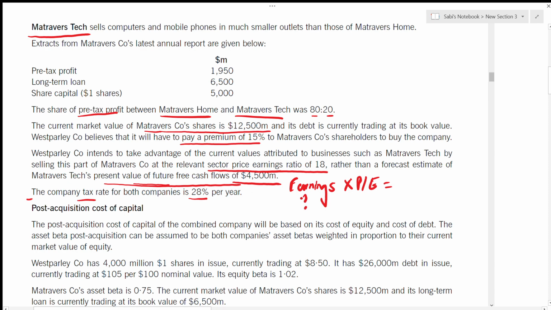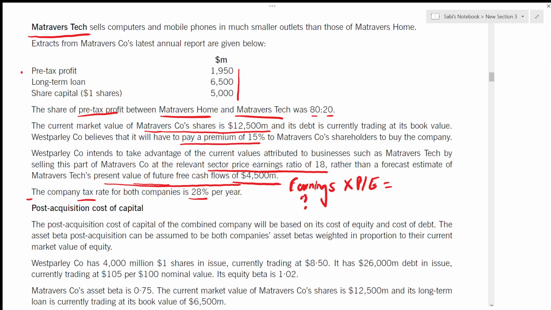How will you find the earnings? By using this piece of information, you have to start with the profit, pre-tax or post-tax. Here it's pre-tax, so you have to adjust for tax. Whenever the PE ratio is given, you have to start with the profit because you have to find the earnings. To find the earnings, you have to start from the pre-tax profit.